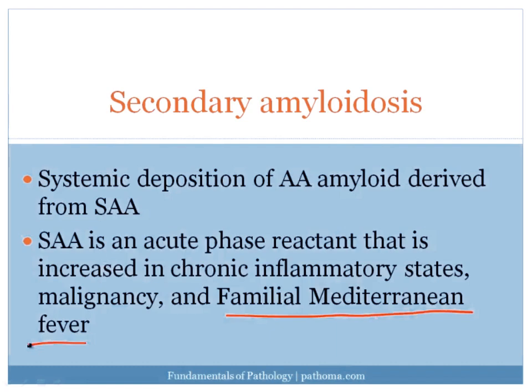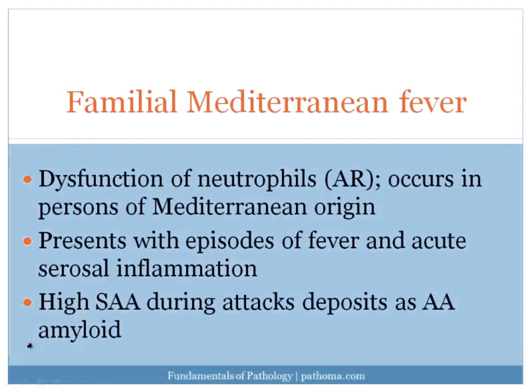Now, what is familial Mediterranean fever? Familial Mediterranean fever is actually a dysfunction of the neutrophils. It is a familial genetically derived dysfunction, which is actually autosomal recessive, and it occurs in persons of Mediterranean origin. Now, what's the key consequence of familial Mediterranean fever? Well, the neutrophils are not functioning properly, and they can become activated and actually create an attack of acute inflammation. And that attack of acute inflammation is not really driven by infection, but instead is sort of this dysfunction of the neutrophils, and it classically presents with fever, which is what you would expect with inflammation.